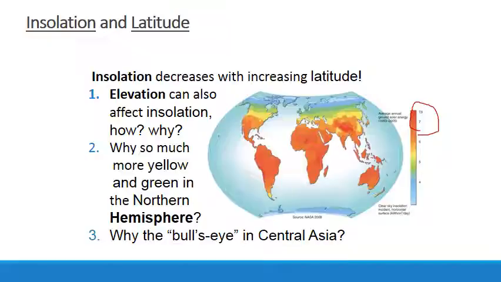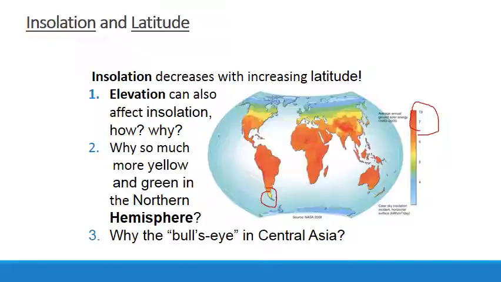Washington State, Maine, Central Europe, much of China, and the northern end of Japan are all in the yellow zone, which is barely even present in the southern hemisphere, just a tiny amount here at the tip of South America.